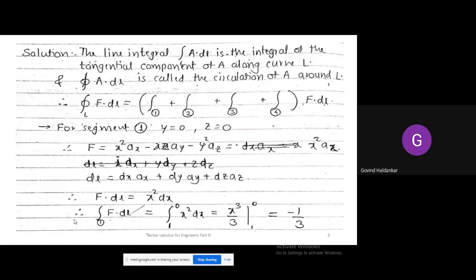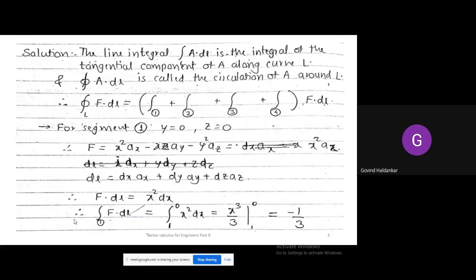The line integral A dot dl along path L is the integral of the tangential component. So here there are segments, but there can be a curve. Hence, tangential component of A is a function along curve L. So function f is already given. So for segment 1, you can write y is equal to 0, z is equal to 0. See the diagram and you will come to know that here y is equal to 0 and z is equal to 0. Hence, f is equal to x square ax minus xz ay minus y square az. So you will get x square ax by putting the value of y is equal to 0 and z is equal to 0.